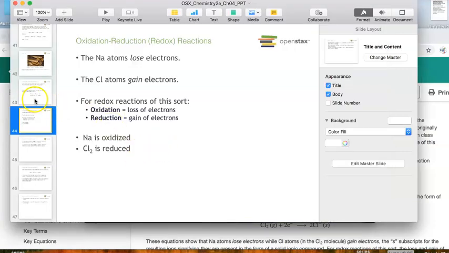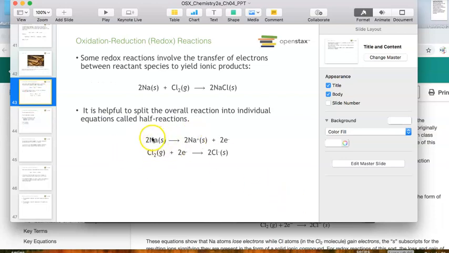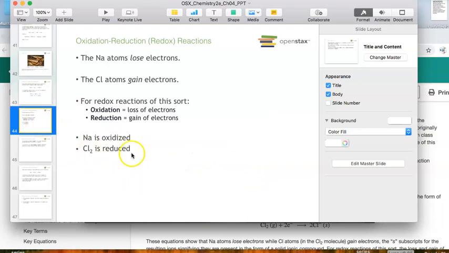If we go back to sodium, we can see sodium's going from an oxidation number of 0 to +1. So it lost an electron for each atom. And then chlorine went from 0 to -1, so it gained an electron for each atom. So sodium was oxidized and chlorine was reduced.